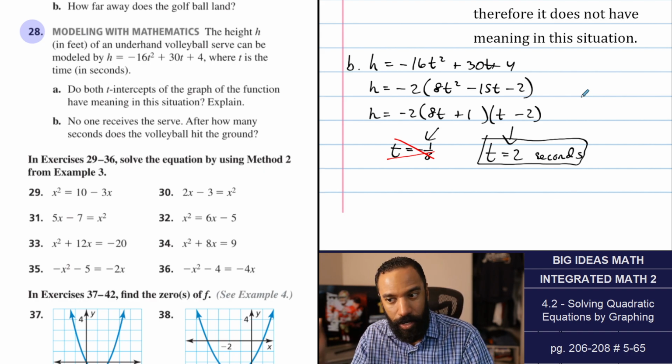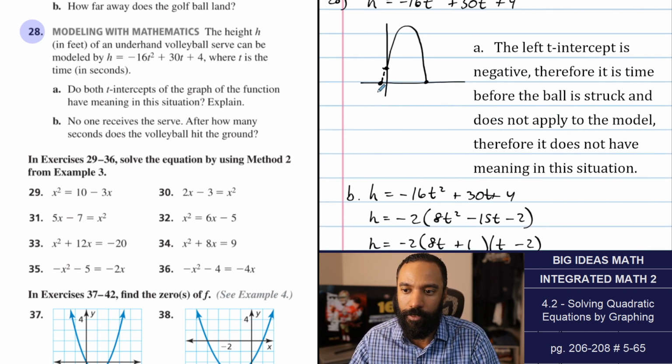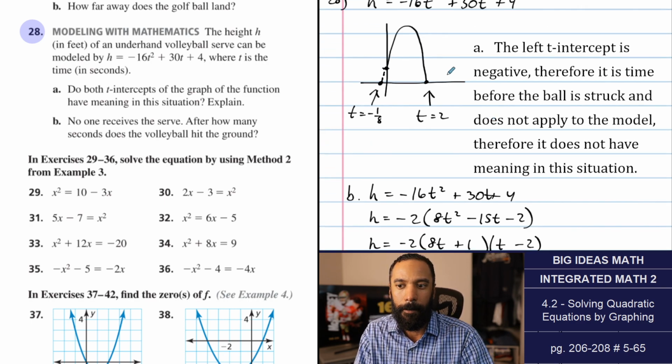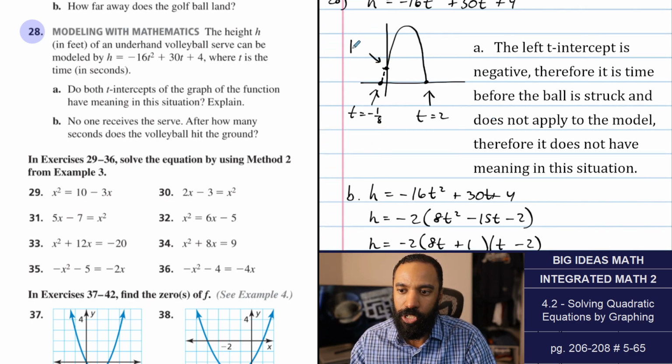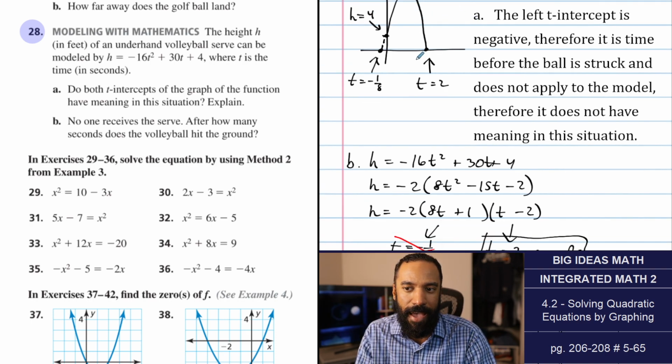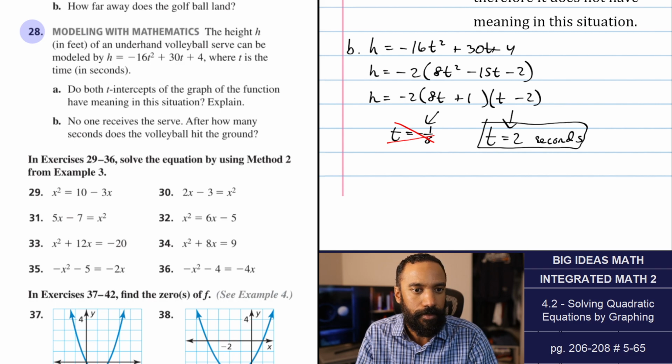I didn't graph it. I gave you a really rough graph here. Here's where t is negative 1/8. And here's where t is 2. And just kind of solve by factoring using that idea of where it would hit the ground again. Remember, this was 4. H equals 4. 4 feet above the ground is where the volleyball was struck. Didn't get the max height. They didn't ask for it.